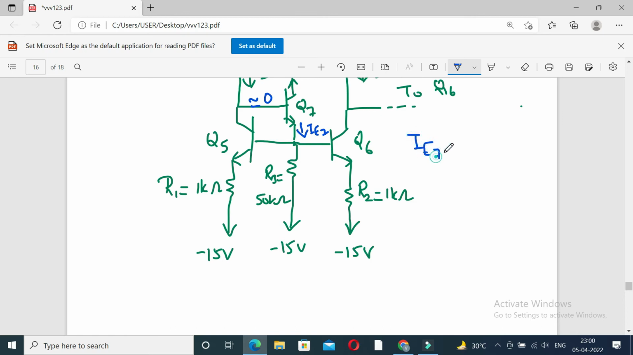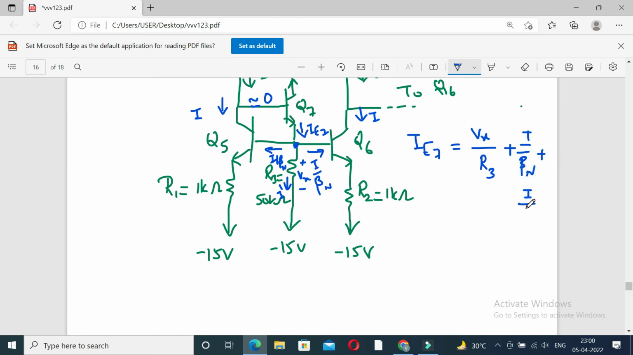I7 can be calculated using KCL. This is the base current of Q6, and this is the base current of Q5. Here the current is I, so the base current will be I upon beta N, because this is an NPN transistor. And here the current, if this is the voltage Vx, is Vx upon R3, and this is the current I dash. So this is the value of I dash plus I upon beta N plus I upon beta N.